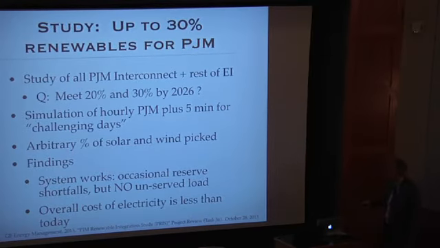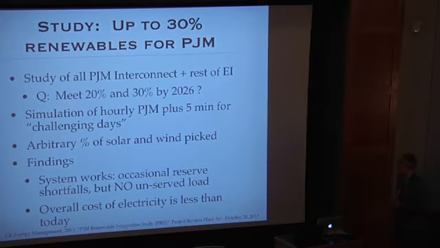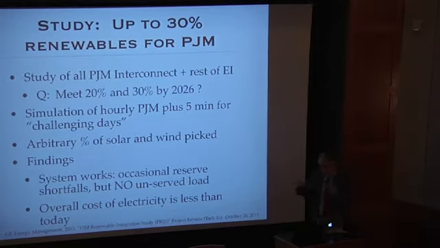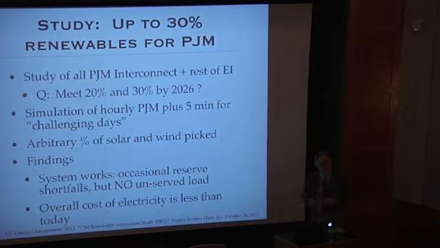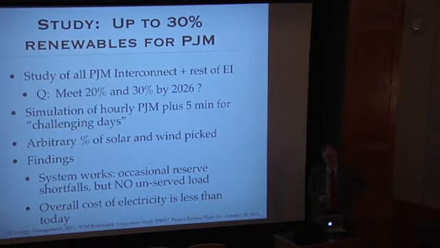And what they found was, well, they can keep the lights on. There's occasional reserve shortfalls, but in the 1-year model, they never had unserved load, which is utility jargon for the lights went off when you didn't expect them to. And overall cost of electricity is less than today, which is kind of fun. So wind's getting pretty cheap these days in windy areas. And what they found was that by putting 20 or 30% of wind on the system, they were displacing fossil at times that the prices were high.